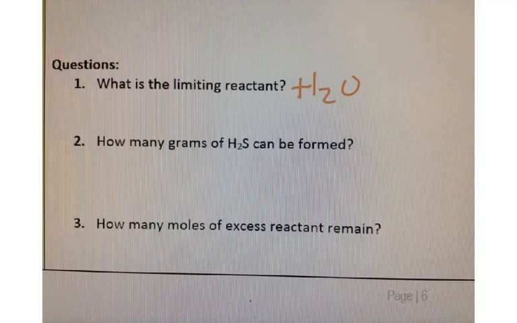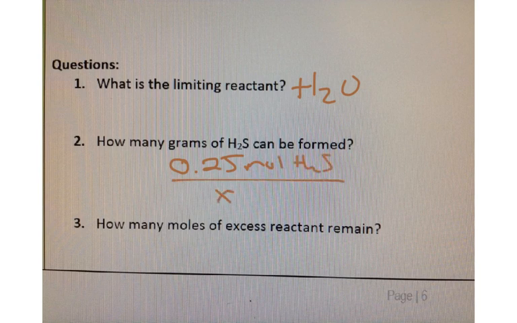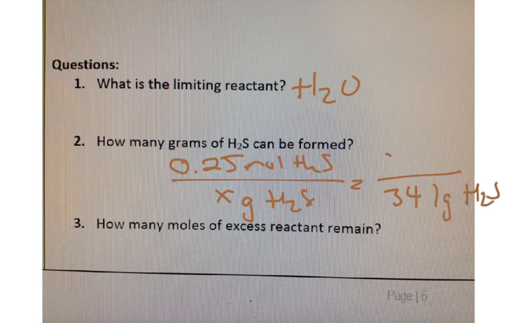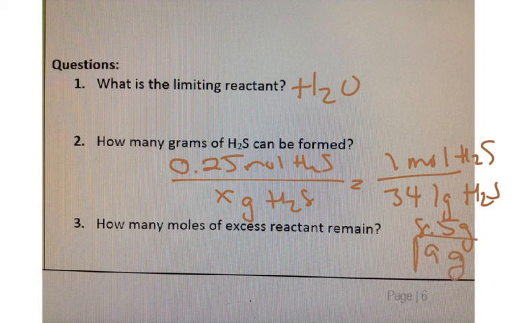Okay, so now going back to the question, how many grams is that? So now I know that I formed 0.25 moles of H2S, and I need to figure out how many grams that is. So I'm going to set up my proportion, and I know that the molar mass of H2S is 34.1 grams, which is equal to 1 mole of H2S. And you are going to cross multiply, and you get 8.5 grams, or rounded to 1 sig fig because of 9 grams of water, it is going to also be 9 grams.